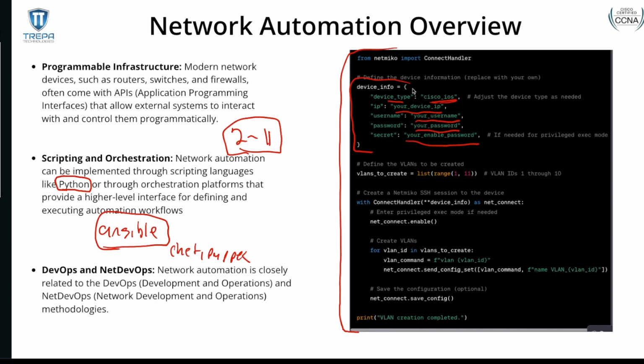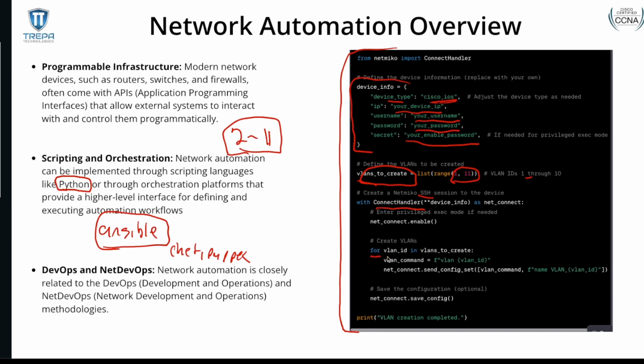So if those username and password credentials don't automatically put us into privilege mode. And then what we have here is a variable that says, hey, VLANs 1 through 10 are what we're going to create, with the 1 being obviously already created out of the box, but that's okay. And then we have this Netmiko SSH session. So we're using this ConnectHandler function to actually send commands to create those VLANs.